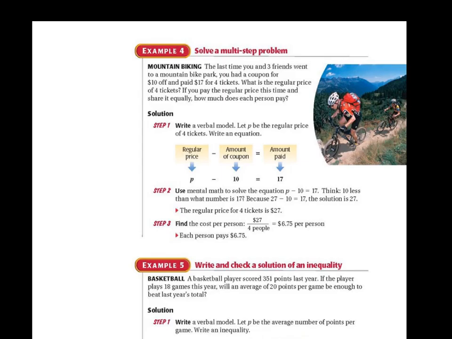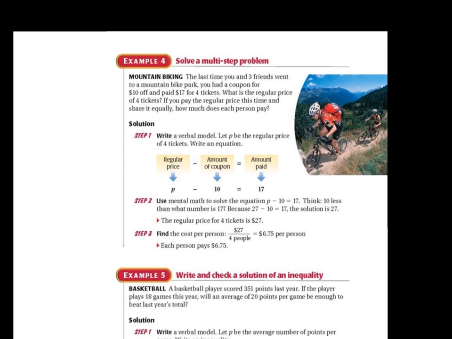Okay, so again, in writing a verbal model, we had the regular price, which was P, the amount of the coupon, which was 10, and the total that you paid was 17. So P minus 10 equals 17. Okay, and back to our mental math, you can probably do this in your head right now. So P equals $27.